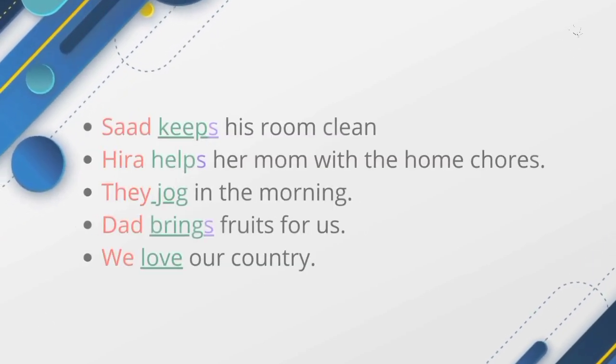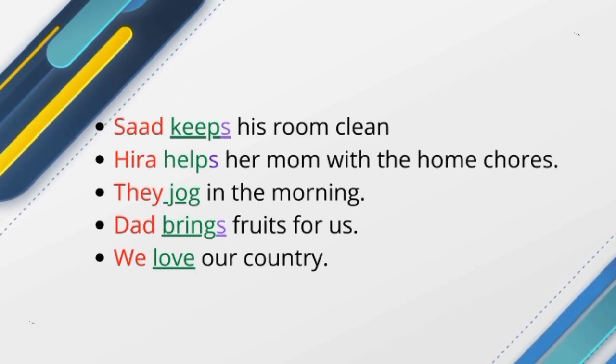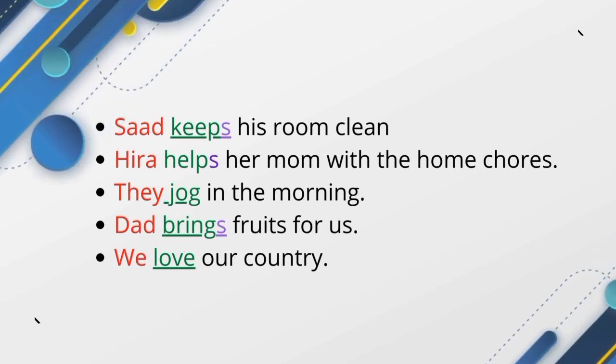Hira helps her mom with the home chores. Now Hira is the subject and help is the verb. Now see, the subjects are colored red. Saad, Hira, they, dad, we. And the verbs are colored green.